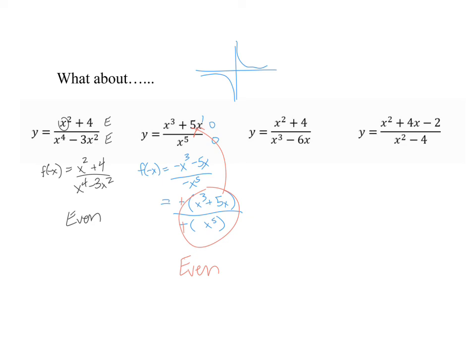The next one I have is even divided by odd. So we have one of each. And it shouldn't matter whether it's on the top or the bottom, we should get similar results. So let's try it again. If we do our horizontal reflection, the top won't change in this case, but the bottom will. So it's definitely not even.